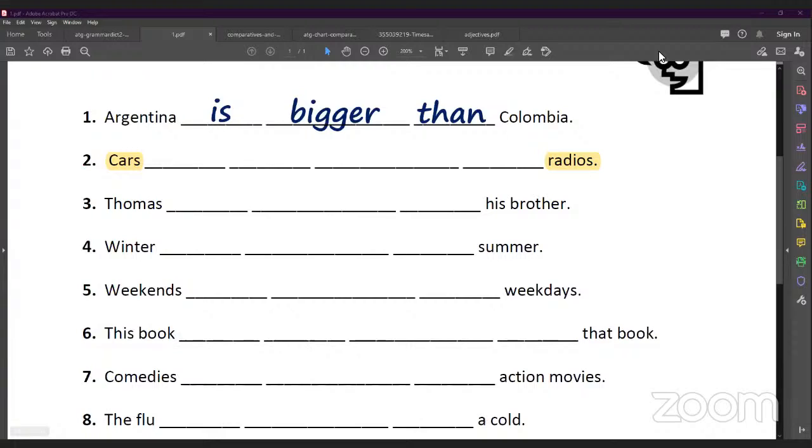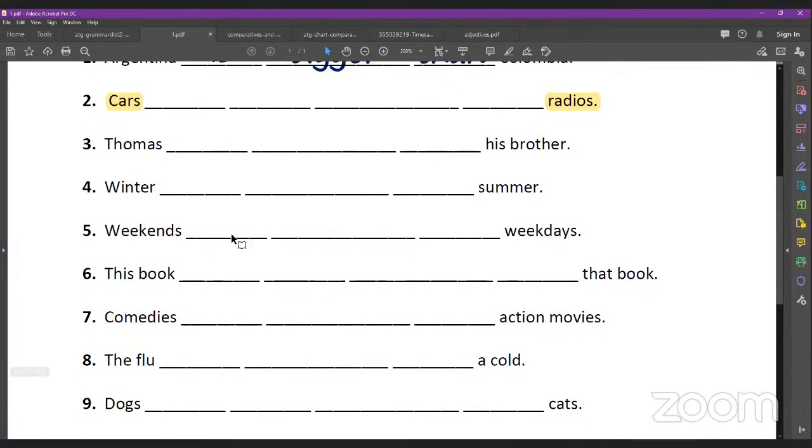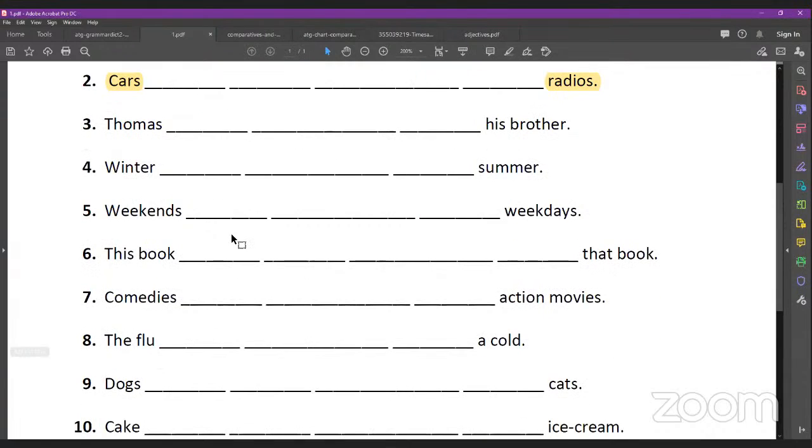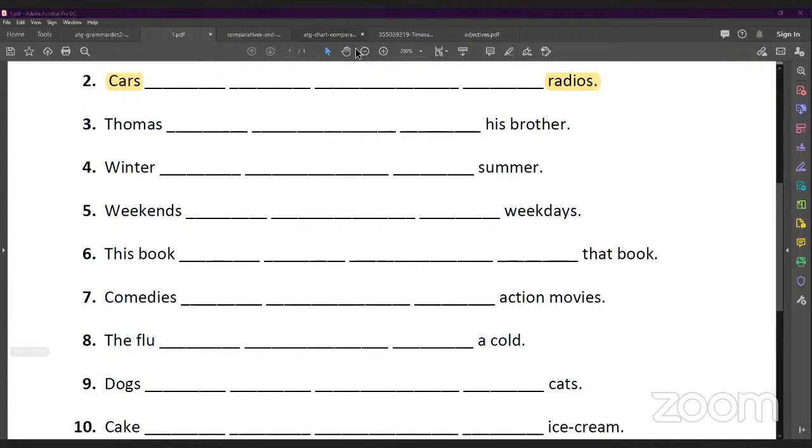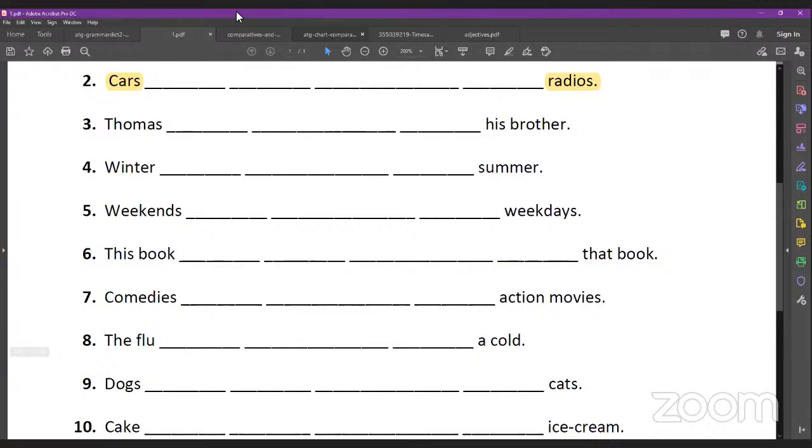Miss Canales Domenica, 4 and 5, please. Winter is colder than summer. 5. Walking is bigger than waking day. Okay. Well, Miss, I suggest you practice your pronunciation a little bit more, but that's correct.